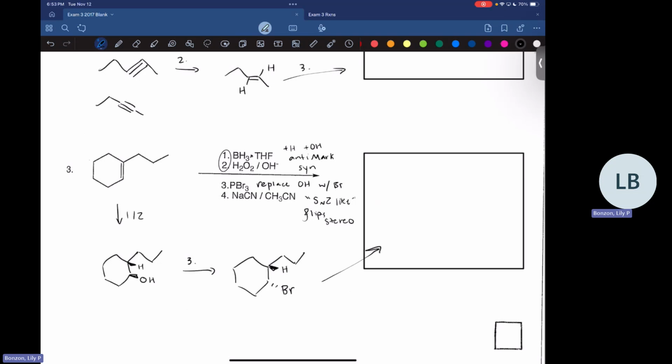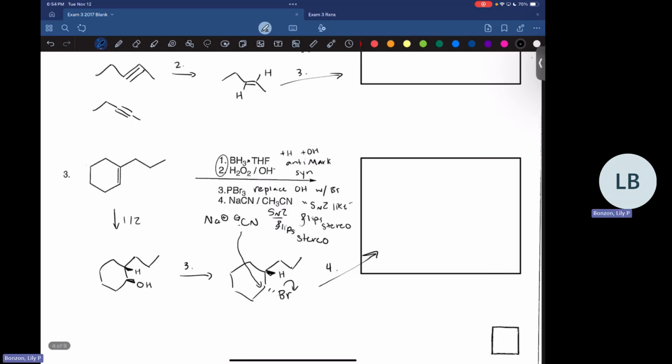Step 4, we have NaCN, CH3CN. So this one is going to be an SN2 reaction. Cyanide is a weak base, but strong nucleophile because it's negatively charged. And so SN2, it's going to attack where the bromine is. The bromine's going to leave, and then SN2 flips the stereo as well. So that CN is now going to be on the wedge.